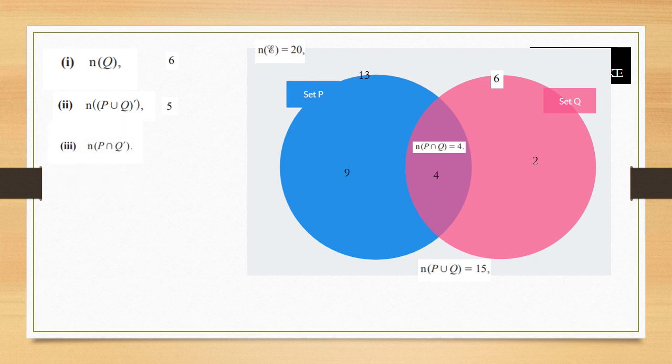And then P intersect Q dash. So P intersect Q dash. P means this. With P, you're going to find what is common with Q dash. Q dash means excluding Q. Excluding Q, the value that is common with P is this value, that is 9.